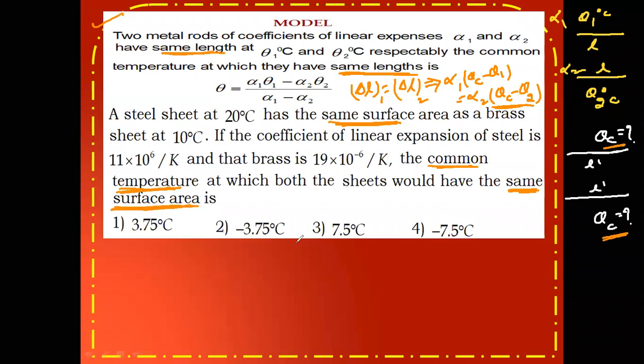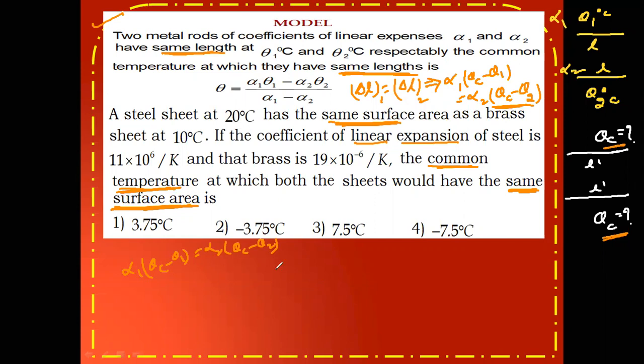Again, they have the same surface area. So here, instead of alpha 1, what can I take? Beta 1. Nothing is the problem, you can take alpha 1, because here alpha only is given, as 2 and 2, they will be cancelled out. So what I can say here: alpha 1 into theta c minus theta 1 is equal to alpha 2 into theta c minus theta 2.